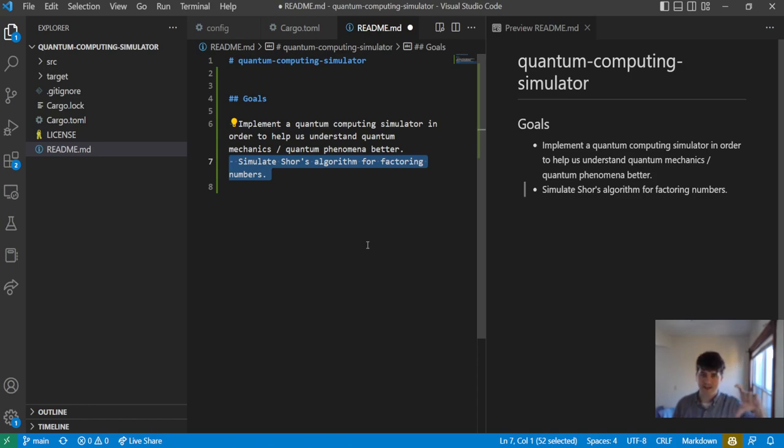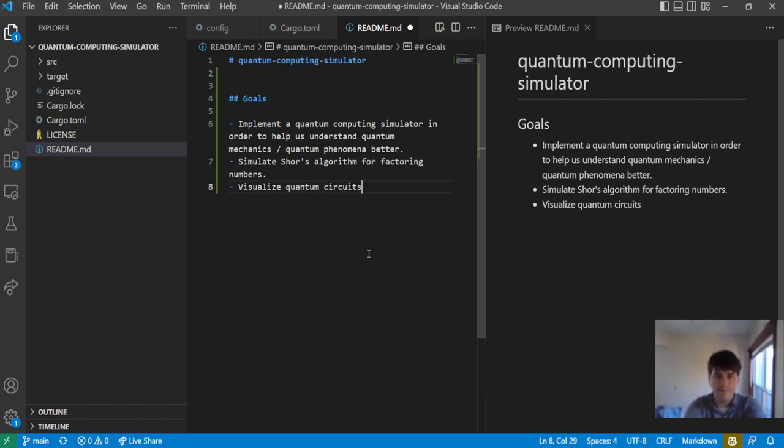It turns out that Shor's algorithm is mostly a classical algorithm, and then there's just a small quantum circuit in the middle of it. So that's going to be interesting. One other goal I have that I haven't really thought through how I want to do yet is to visualize quantum circuits to help explain what's going on. I want to do that. I don't know how yet. I'll think about it. Maybe I'll do something in Bevy like I did with four-dimensional Pong. I'm not sure.